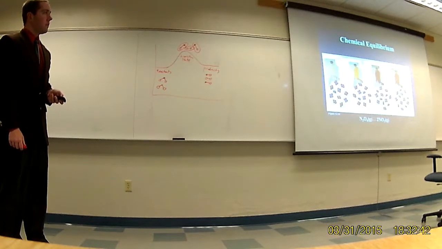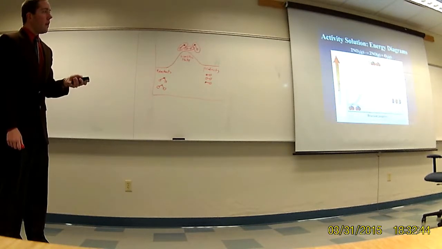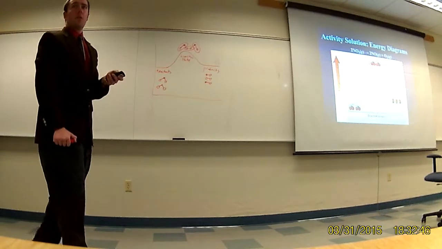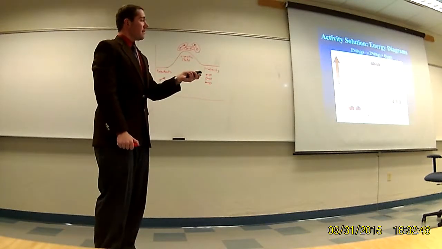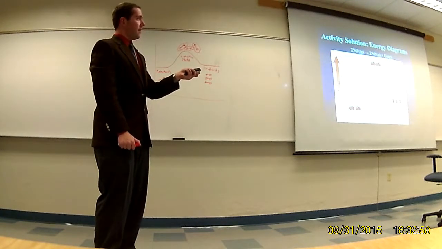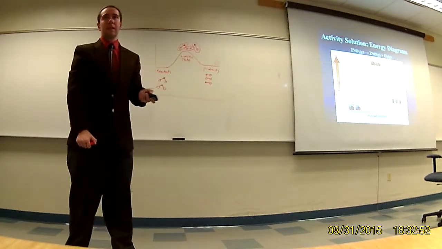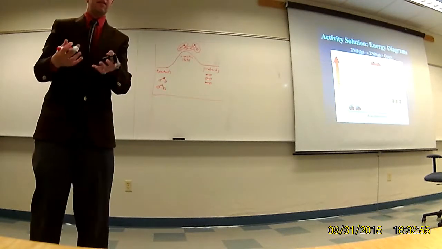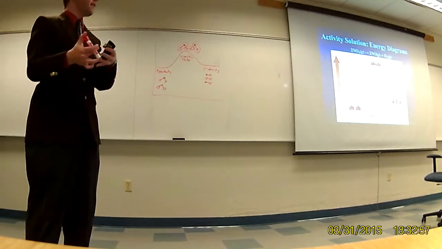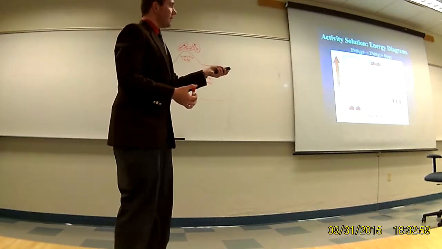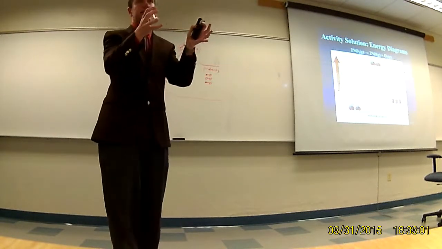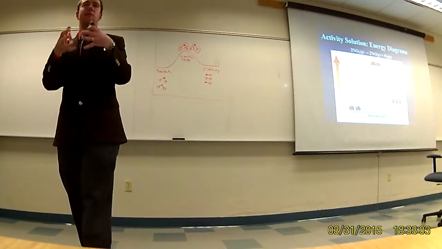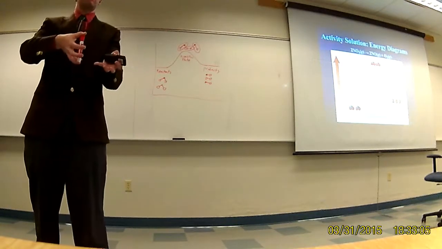Why'd you say something funny looking, the extra line? Is that just to symbolize the transition? Yeah, don't worry too much about that. It's called a double dagger, and that traditionally means activated complex or transition state. It's just saying everything in there is sort of a mess. We don't know exactly what it looks like, but here's kind of what it looks like.